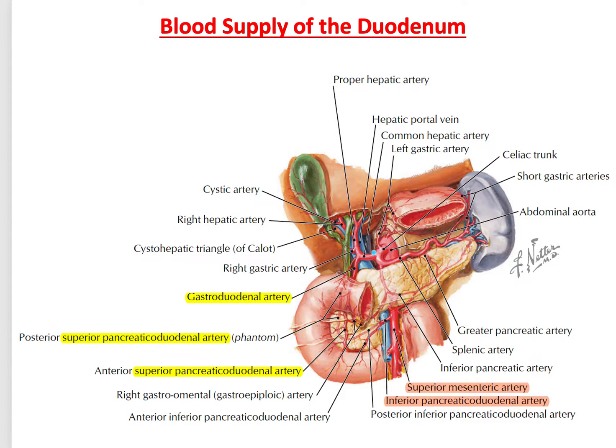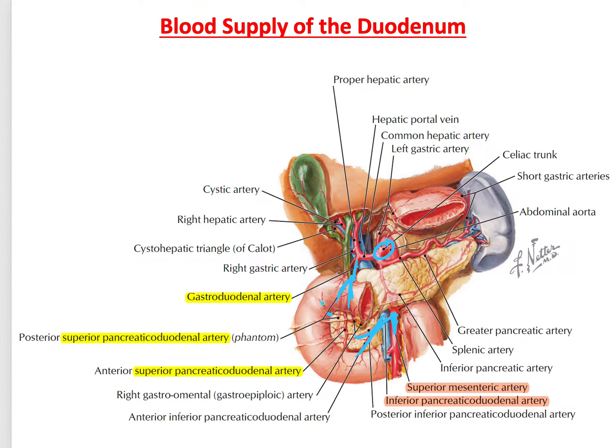Let me show you again. Let me remind you with the vessels. We mentioned the superior part by the gastroduodenal artery that gives the superior pancreaticoduodenal, but here we have the inferior pancreaticoduodenal. So the superior pancreaticoduodenal at the end of the day is from the celiac, the inferior pancreaticoduodenal at the end of the day is from the superior mesenteric.